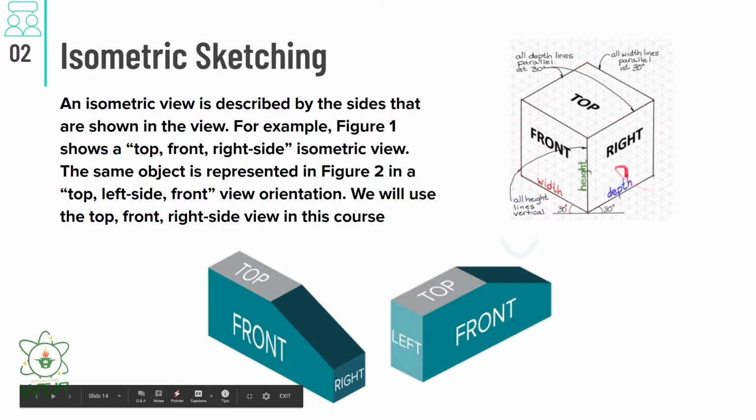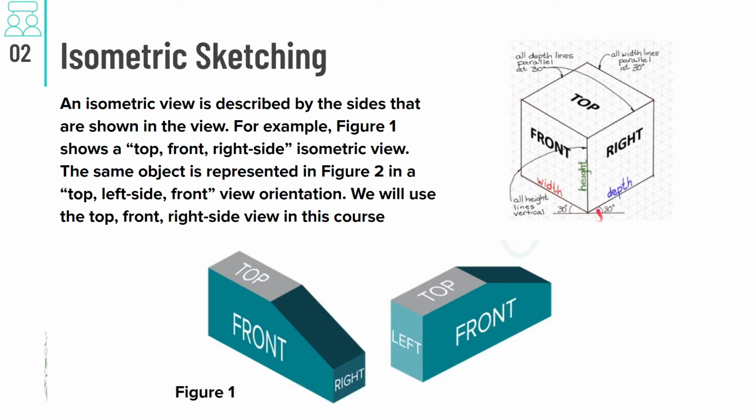Here's a better view of it. You have your front view, which is the width of the object and the height of the object. You have the top view, which represents the width of the object and the depth of the object. And then you have the right view, which is the depth of the object and the height of the object. We rip these three views out of this to create what's called a multi-view drawing.